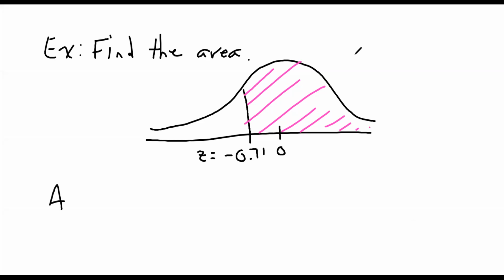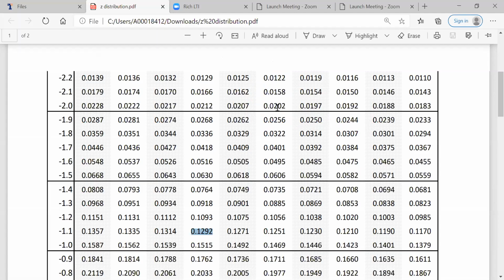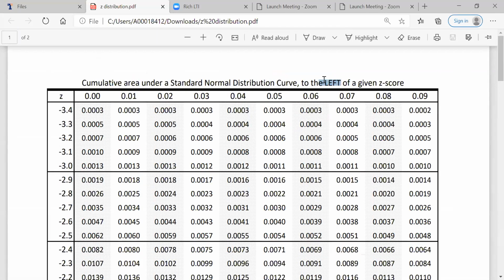But do you know what the other problem is with this? What is the problem with using the z-chart to find the right area? The problem is that the z-chart will only give us left areas. So how do we take a chart that tells us left areas if we are trying to locate a right area?